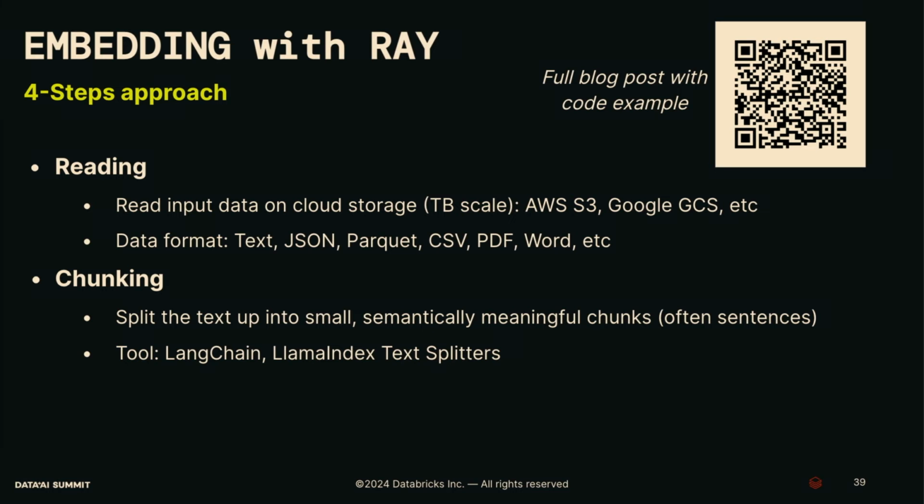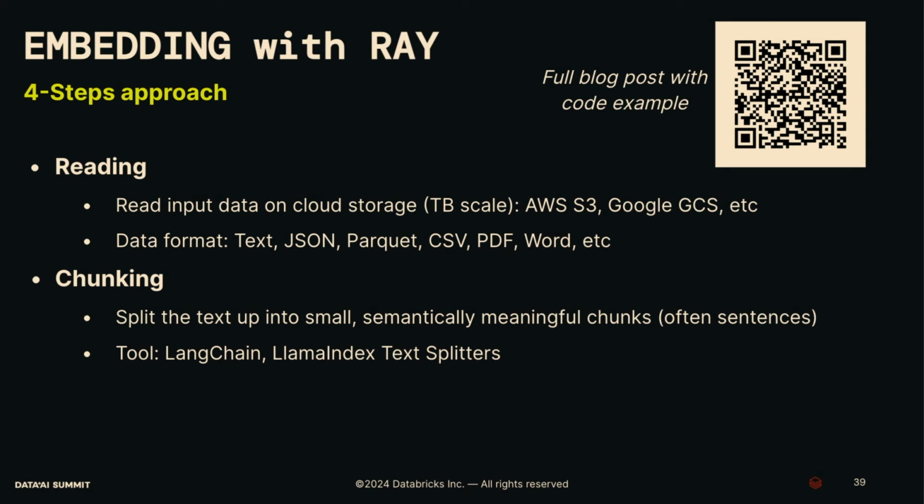So how do we do the embedding underneath? We summarize it as a four-step approach, which also applies outside of Ray. The first step is reading the input data from cloud storage, either at terabyte scale or petabyte scale, and in different data formats. People can have PDFs as legal documents, Microsoft Word, text, JSON, Parquet, all different formats. The first step is reading all these different data from cloud storage into the cluster.